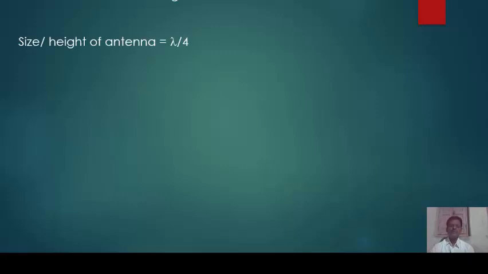Okay, for sending the signal from one place to another place, we require the transmitting antenna or the receiving antenna. With the help of transmitting antenna, we can send the signal from one place to another place, and the size of antenna required, the height of antenna, is equal to lambda by 4. And here what is the lambda? Lambda is nothing but the wavelength. Okay, and here the lambda or wavelength is equal to c by f, and here c is nothing but the velocity of light, and f is the frequency of the signal.